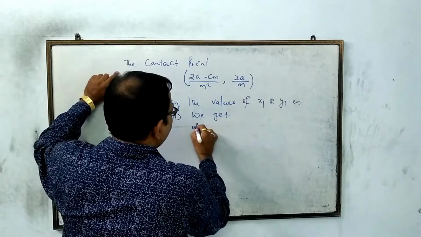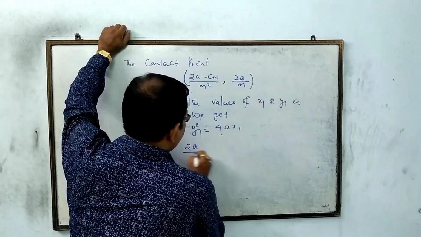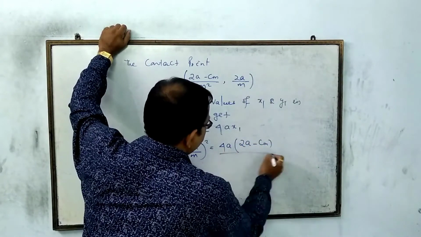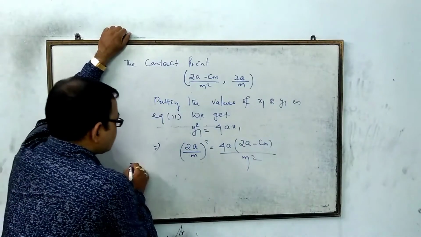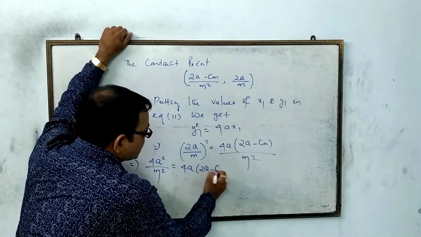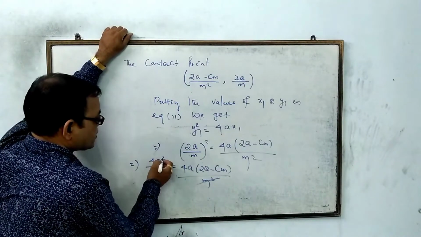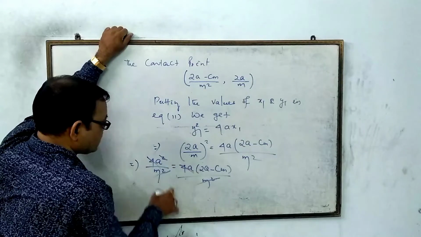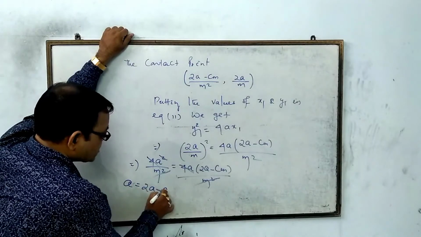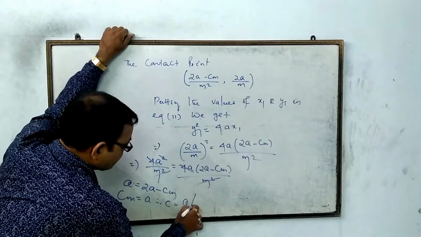y1 square equal to 4ax1, which implies 2a upon m whole square is equal to 4a into 2a minus cm upon m square. This implies 4a square by m square is equal to 4a into 2a minus cm by m square. m square cancels, 4a also cancels, only a remains on the left. So a equal to 2a minus cm. So cm is equal to a. So c is equal to a by m. Proved.